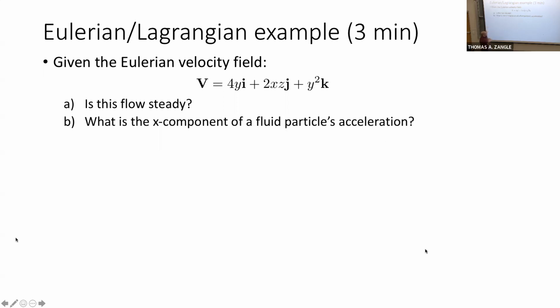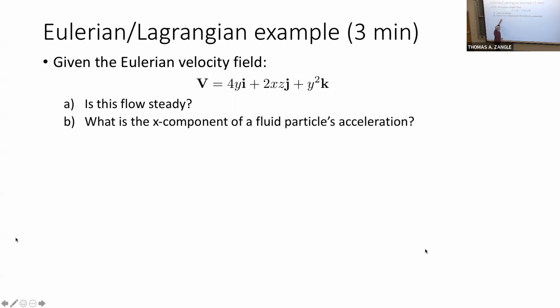By looking at this, steady state means the partial derivative of velocity with respect to time is 0. So is this flow steady? Can anyone tell me? There's something about t. Yes, there's no t component. So when I take the partial derivative of this expression with respect to time, it's just going to be 0, meaning that the flow is steady. It's a steady state flow.